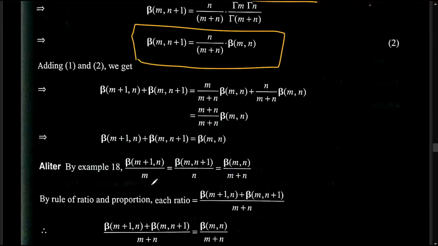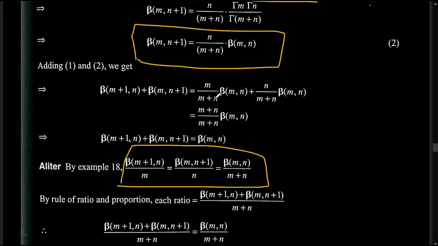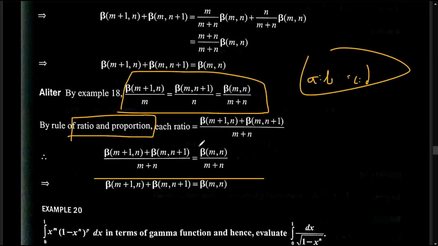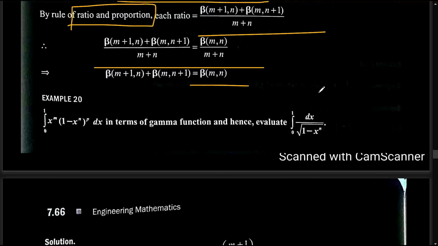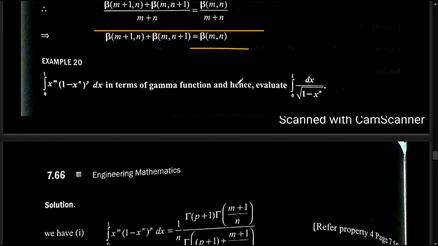By example 18, the previous example, we know this. And by this, by the rule of ratio and proportion, what is the rule of ratio and proportion? If a is to b is equal to c is to d, then a plus c is to b plus d, something like that. You can just google ratio and proportion and you will get this. If you know this, then it is simple and will be over within two steps. But for that you need example 18. If it is asked in an exam, this is not the desired method, you have to go through the other method.